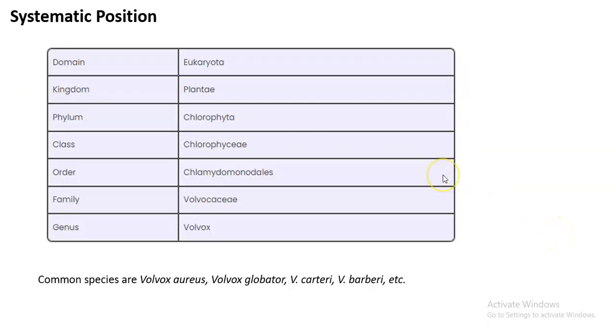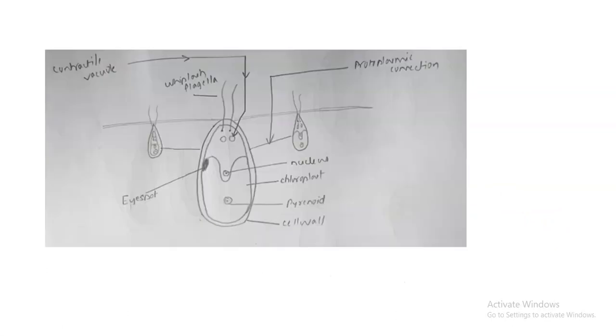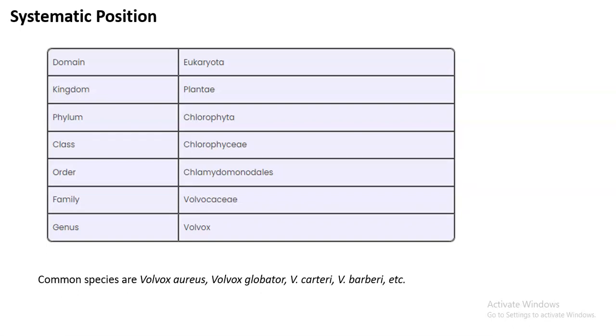Now about the systematic position. Till here I have just explained to you. Before moving to the answer part, I just wanted you to visualize things. Now we'll go to the structure of the answer. The first account that you have to write when writing a note or answer about Volvox or any other genus is the systematic position.